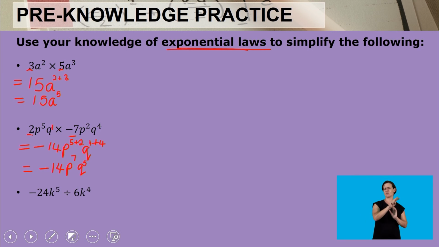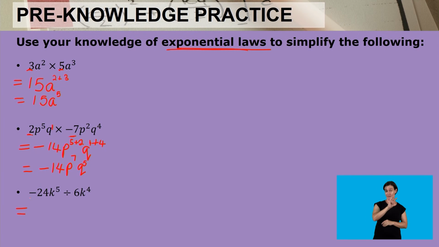Then the last one there is negative 24k exponent 5 divided by 6k exponent 4. Now, again, we're going to remind you of those exponential laws. Remember, if we are dividing the same base, or powers of the same base, then we need to subtract the exponents. So we are going to subtract those exponents there.